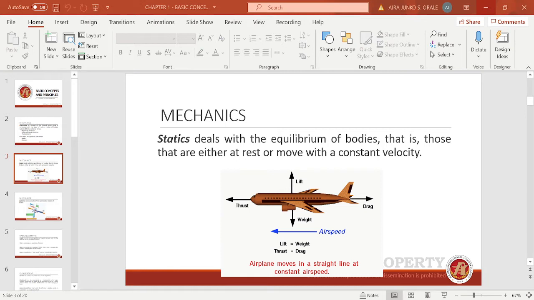In the picture you can see an aircraft, which has four different forces: lift, weight, thrust, and drag. If it is in static or equilibrium conditions, the thrust shall be equal to the drag, while lift should be equal to weight. If they are equal, the condition is said to be in equilibrium, or static.